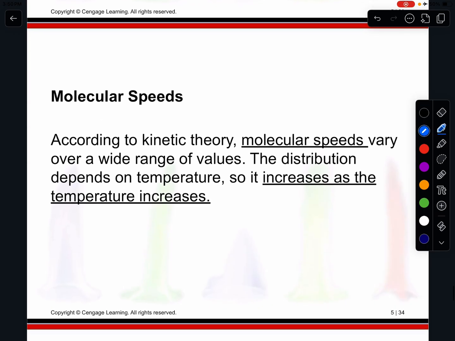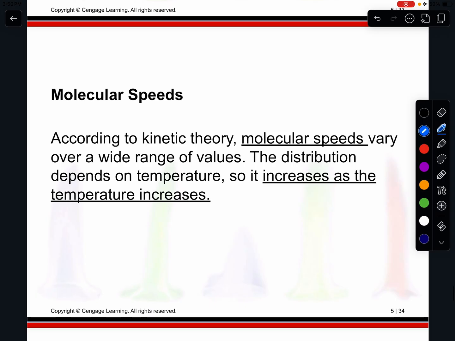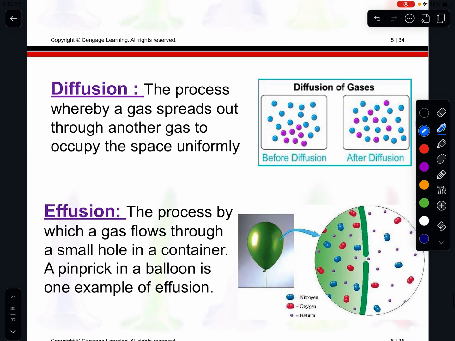Now, let's talk about the speed that gases move. According to the kinetic molecular theory, or the kinetic theory, as sometimes it's called, molecular speeds vary over a wide range. The distribution of these different speeds all depends on temperature. As I said before, the speed of molecules increases as temperature increases. Molecules have more kinetic energy, more movement, and they collide more.